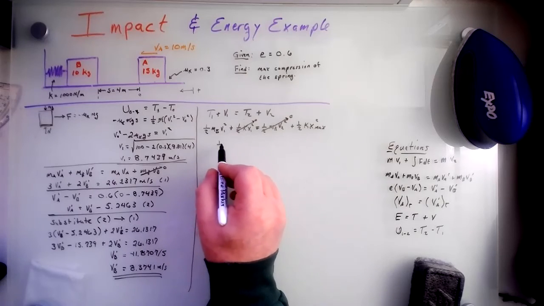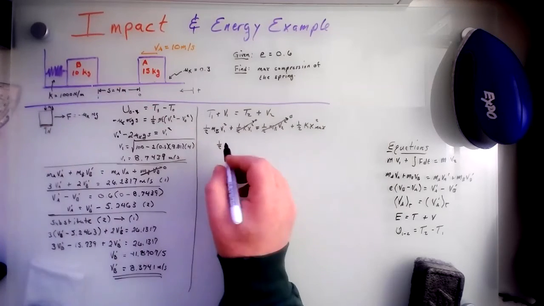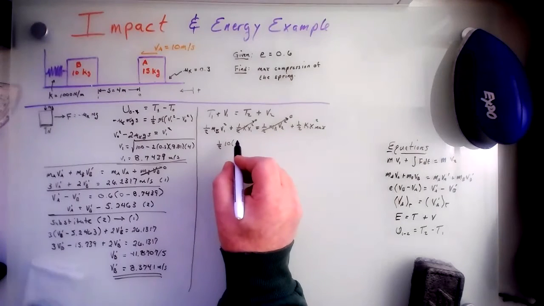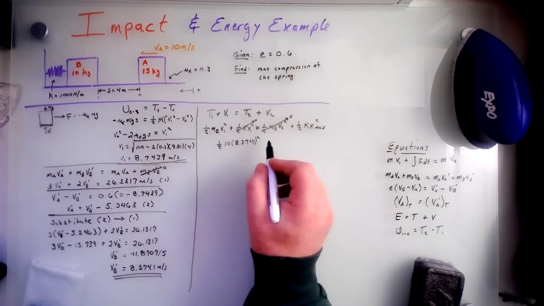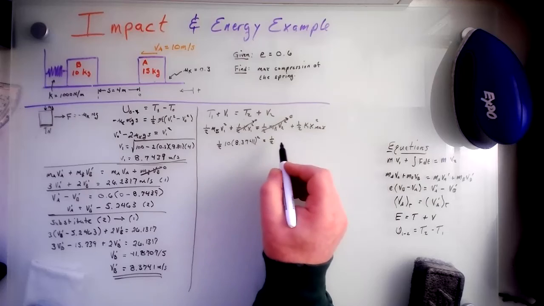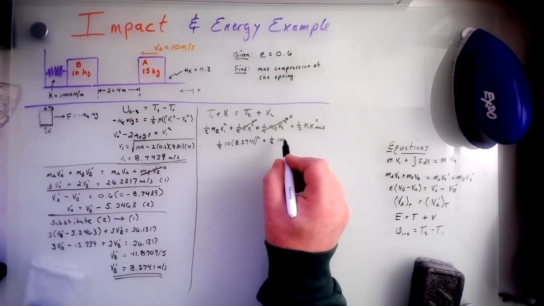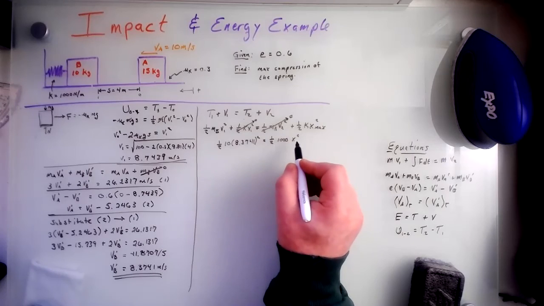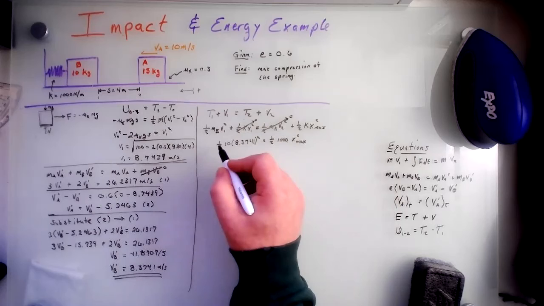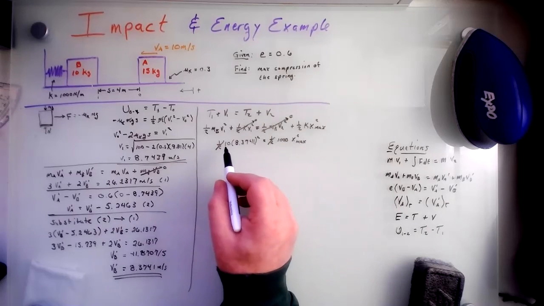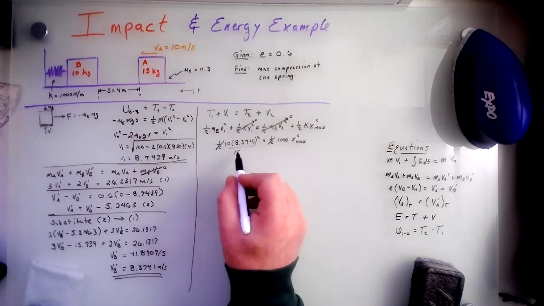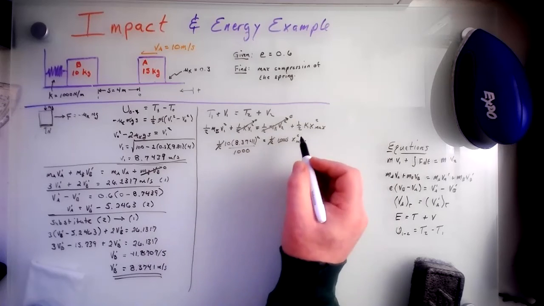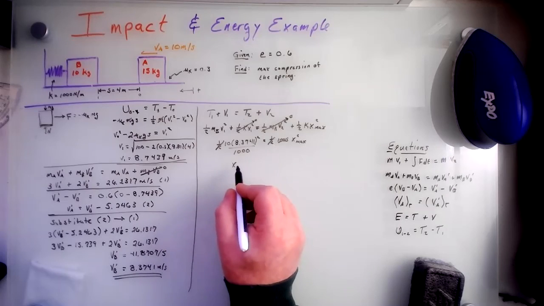And so what we get is 1/2, and I'm going to use m here because we're only left with B. So 1/2 of 10, and our velocity, this guy here, 8.3741 squared. It's going to be equal to 1/2 of k, which is 1,000, times x max squared. Okay, so these cancel. We can just divide 1,000 from both sides, and so this becomes over 1,000. So then x max is the square root of this.